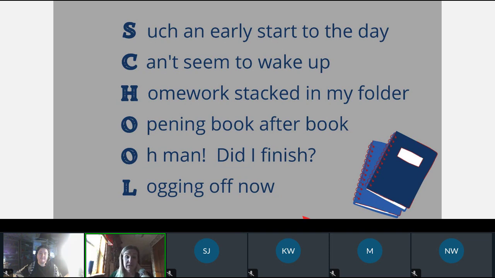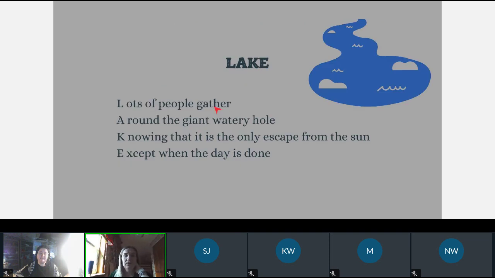And then if you really want to get fancy pants with it, you can make the whole thing read as though it's one whole story or one whole paragraph or whatever you're going for. So this is called lake, and we read it as one flowing sentence or a couple. Lots of people gather around the giant watery hole, knowing that it is the only escape from the sun except when the day is done. So we're talking about a lake in the poem. Lake is expressed here at the beginning of each line, but the whole thing goes together and you read it as one instead of as separate lines. So you could get into that as well. These lines could also rhyme. That's totally up to you.